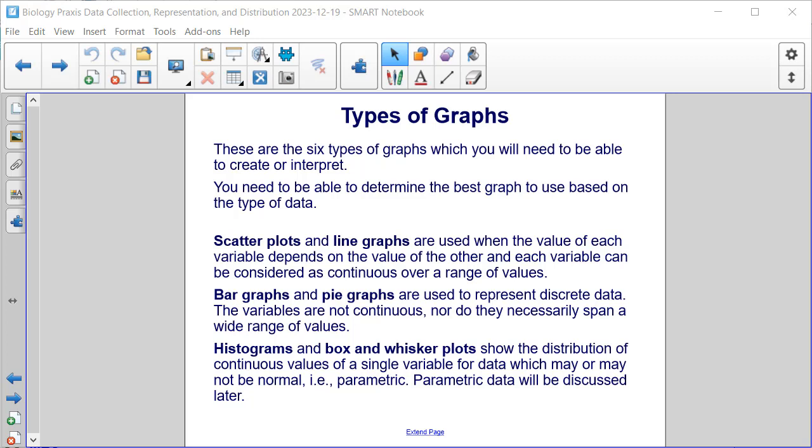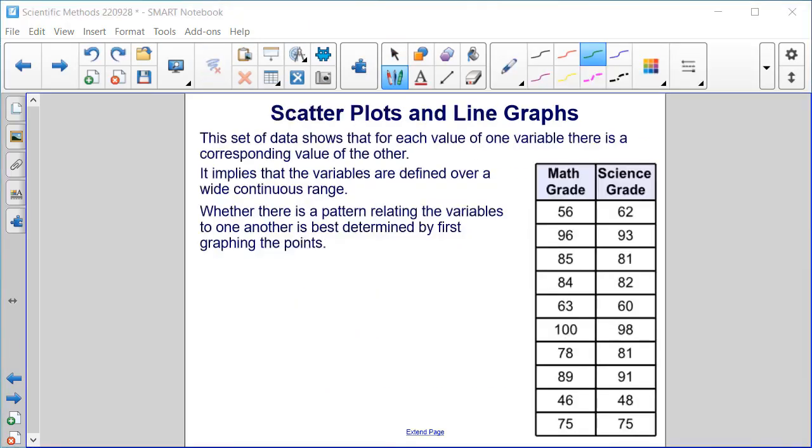Histograms and box and whisker plots show the distribution of continuous values of a single variable for data, which may or may not be normal, i.e. parametric. Parametric data will be discussed later.